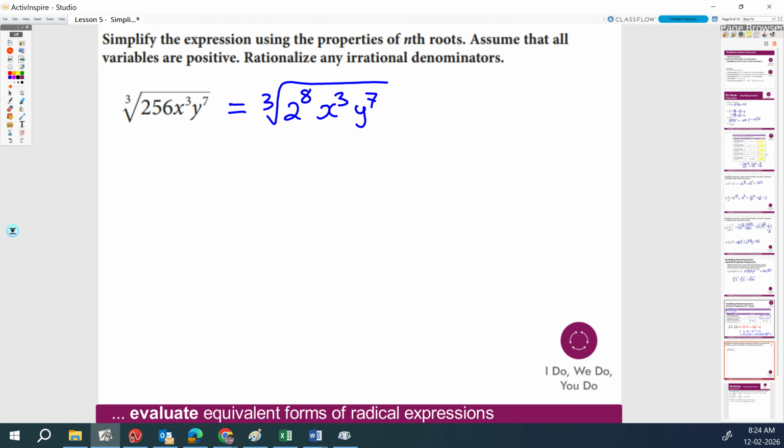Is it 2 to the 8? Yeah, it is. So then we can pull out 2 to the 6, and then leave 2 squared inside. So if we pull out the 2 to the 6 and then divide it by 3, that will give us 2 squared.